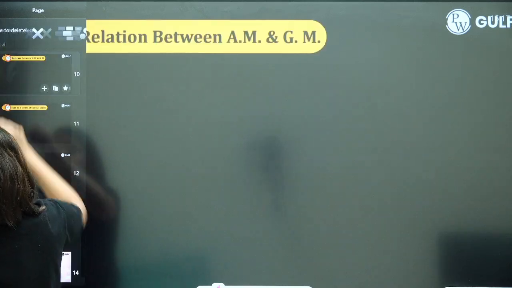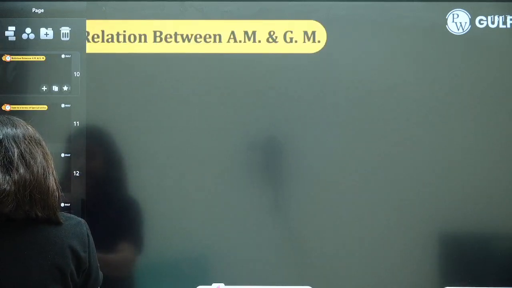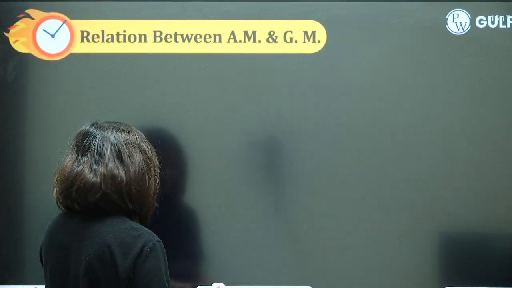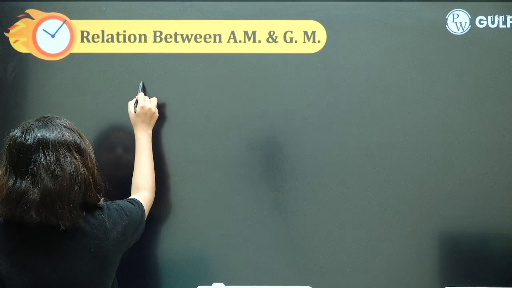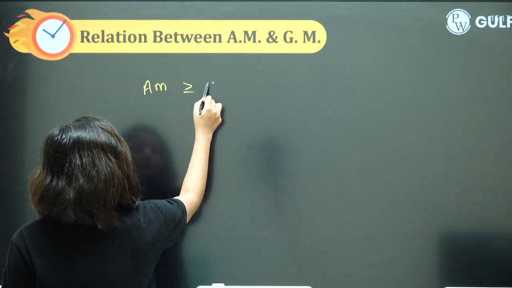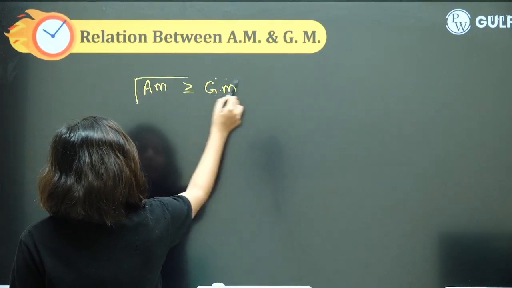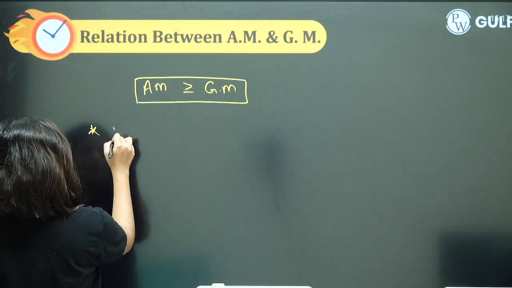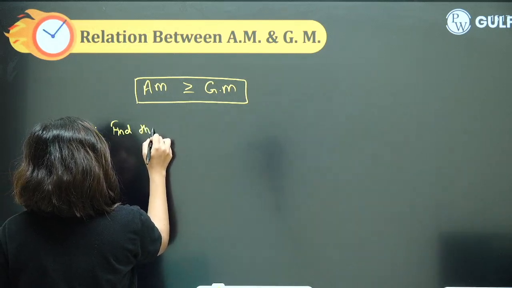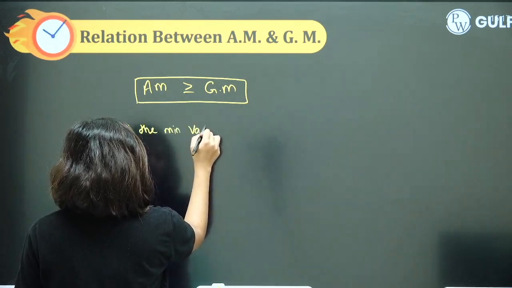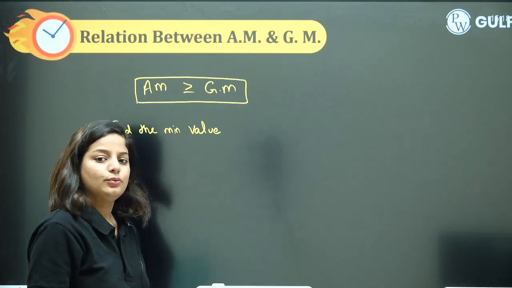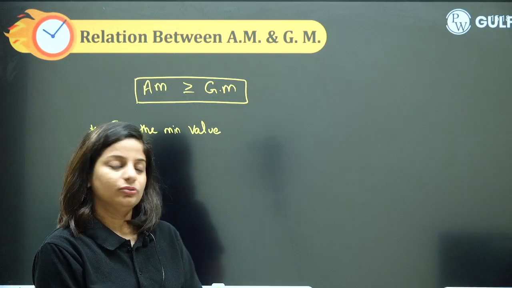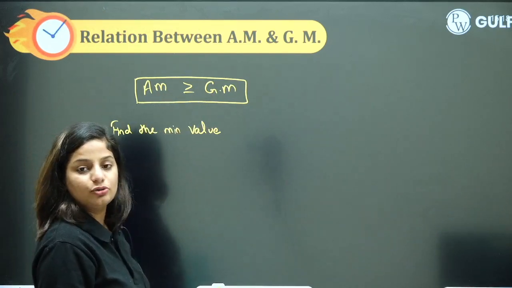तो हो गया. Now we will go to relation between AM and GM. There is a very simple relation. Arithmetic is always greater than geometric. Use this type of a relation whenever they ask, find the minimum. Whenever the question says least value, find the maximum value, ऐसा बोलते हैं ना वो लोग, तो हम लोग arithmetic mean is greater.